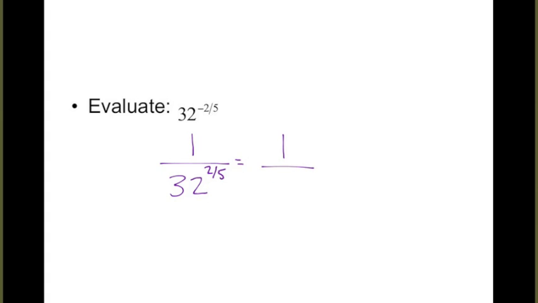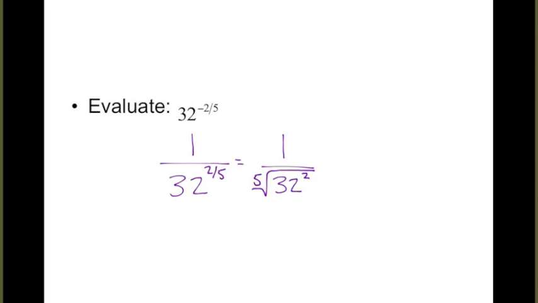At the top is a power, so 32 squared. The bottom is a root, fifth root. Again, we can do either one of those first. We could square 32, but I don't know what 32 times 32 is. Or we could take the root first.